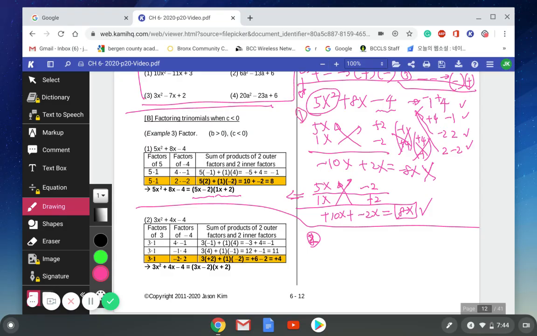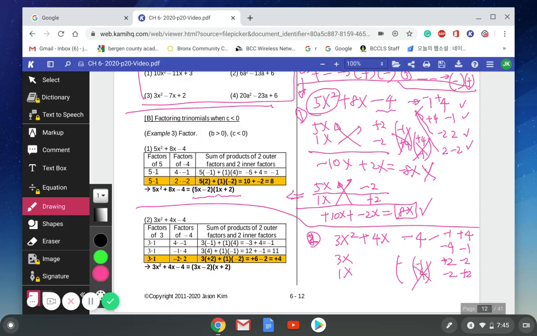On this kind, 3x squared plus 4x minus 4. So you have 3x and 1x. Out of all the combinations, which is negative 1 and positive 4, because the bigger one has to be positive, and positive 4 with a negative 1, and 2 and positive 2. When it's the same, you have to try both. Negative 2 and negative 2 with a positive 2.